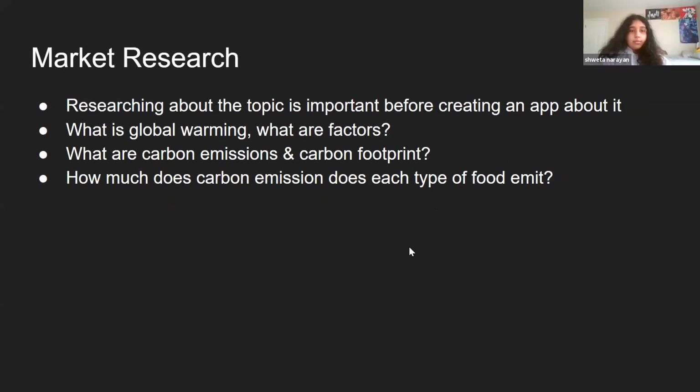Research is one of the most important parts of creating the app. After all, you'd have to learn more about the topic before creating an app about it and working on the information slides. Our topic that we chose was global warming. Since global warming is a big topic to cover, we mainly went over what it is, carbon emissions, and a few others.